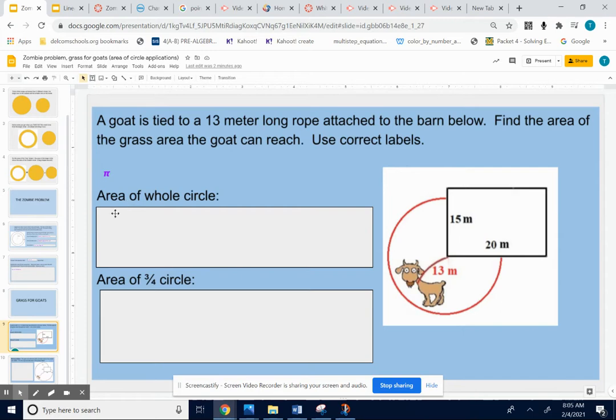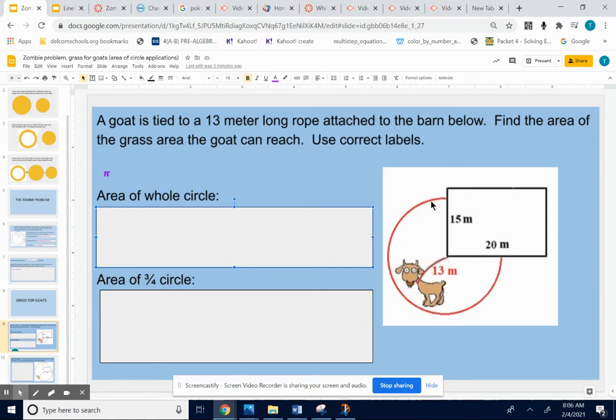Use correct labels. First of all, if you have a rope tied to a center portion like to a barn or a post, it's going to form a circle. But because that barn's there, you don't have part of that circle anymore because the goat can't be inside that barn. So the goat is reaching part of the circle that has a 13-meter radius. Can you tell that the radius would be 13 meters?